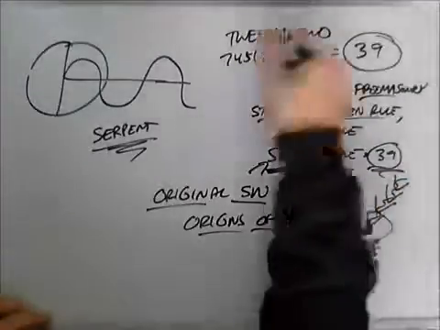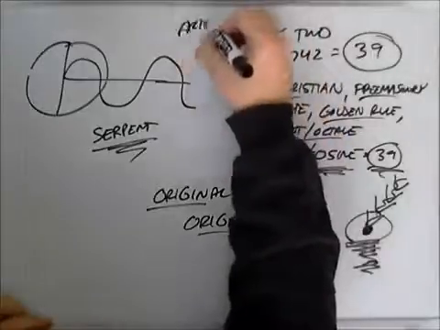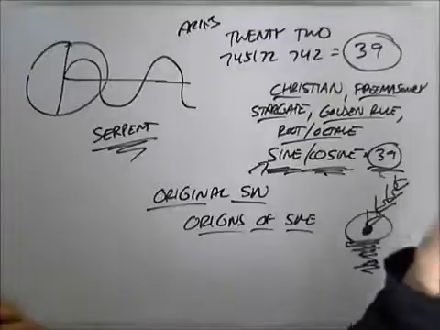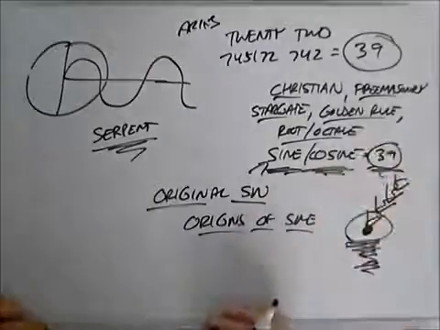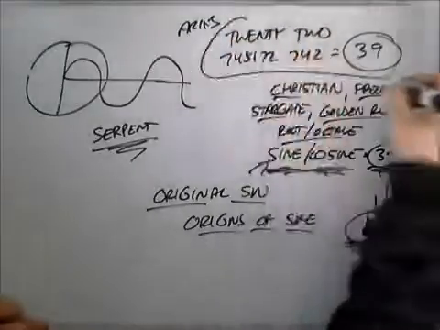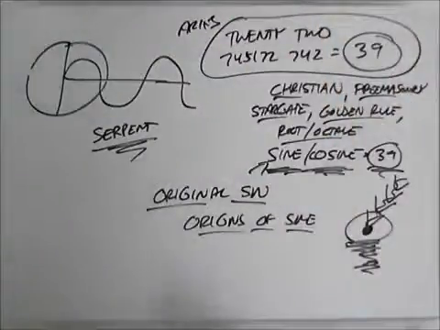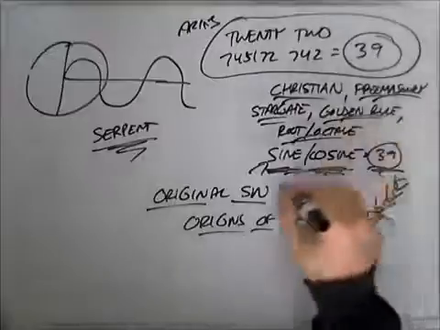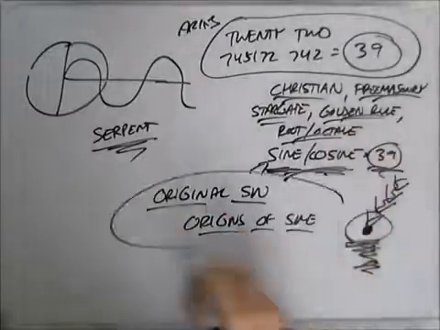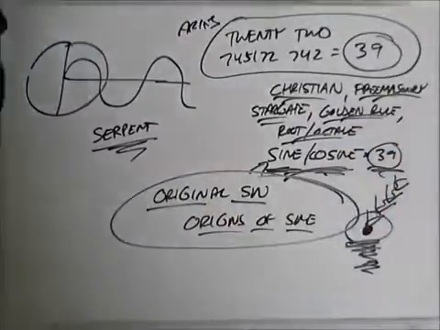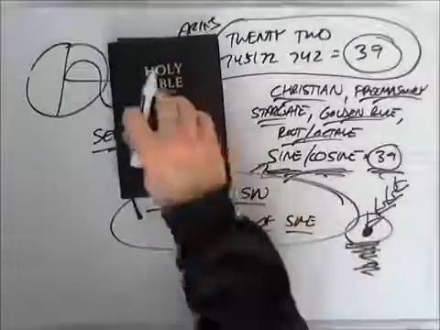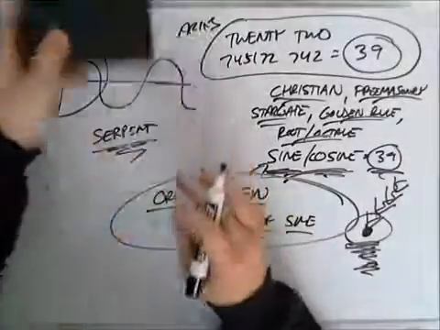What? We looked at Aries. We looked at horizon, morning, miracle, Emmanuel, cross, Isis, tarot, compass, wheel, wisdom, water, 7. All of these things equal 22. We did the numerical equivalence for 22. It told us about 39. 39 wanted to tell us about Christian, Freemasonry, Stargate, Golden Rule, Root Octave, Sine, Cosine. That told us about the original sin. Why is this important? Because there's 39 books in the Old Testament. Where do we get original sin? In the Old Testament.